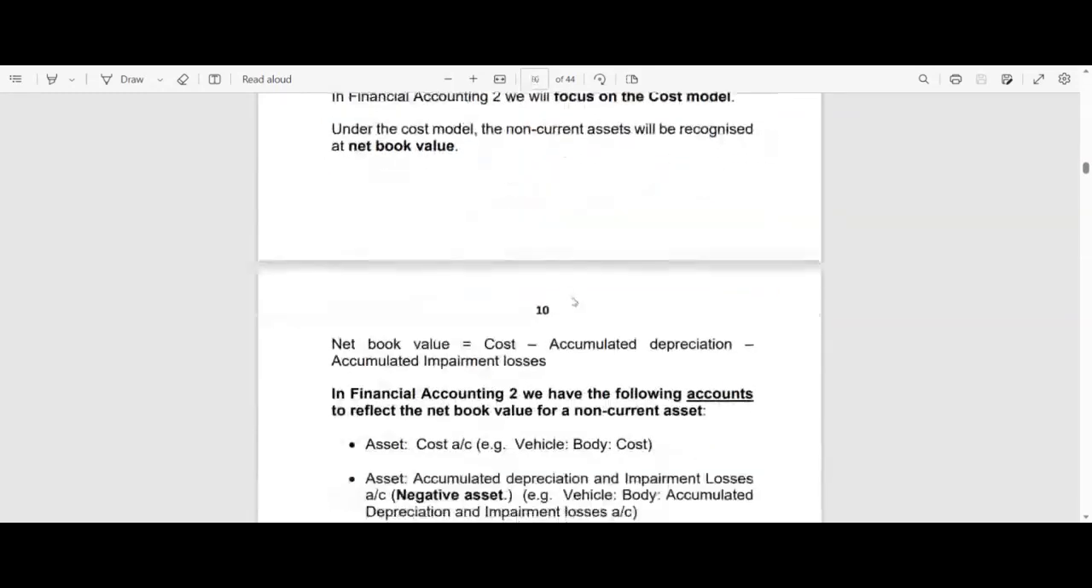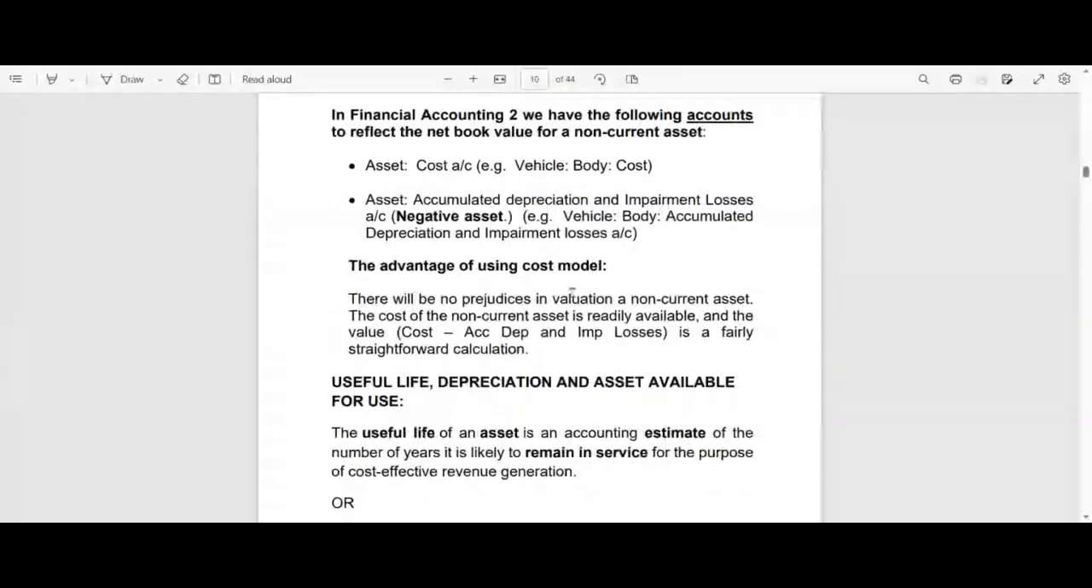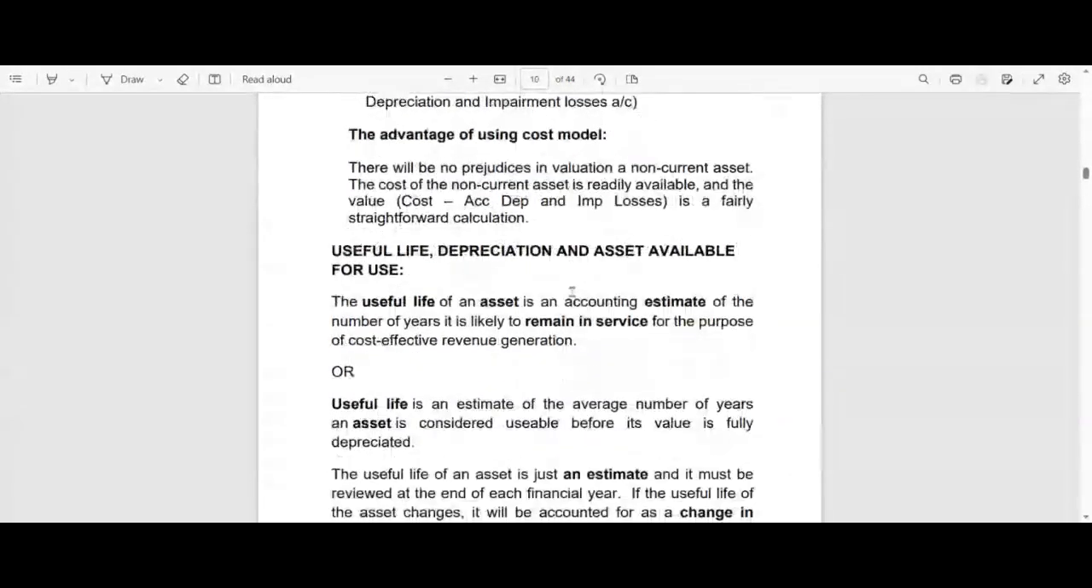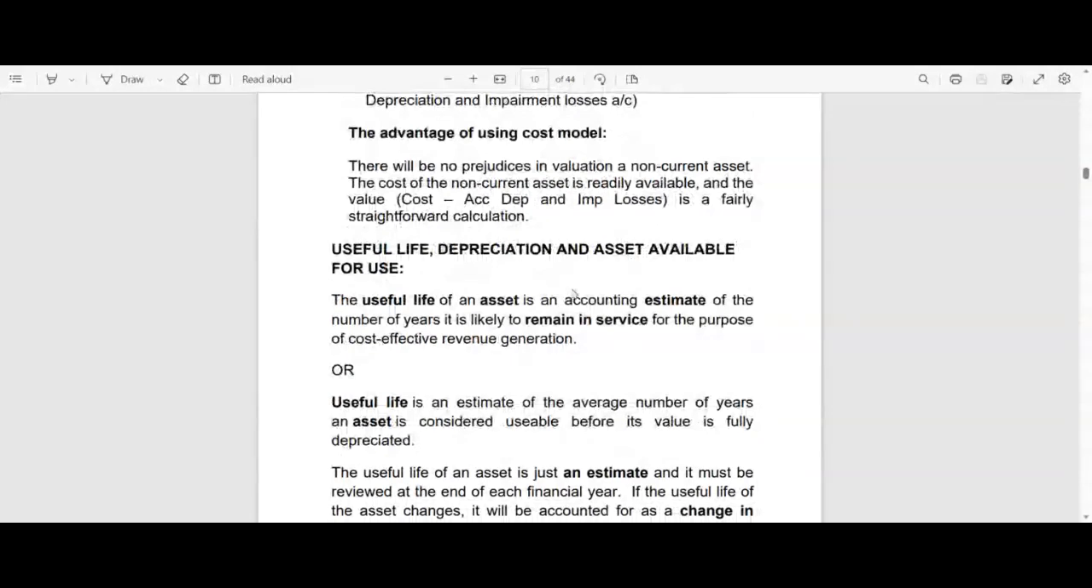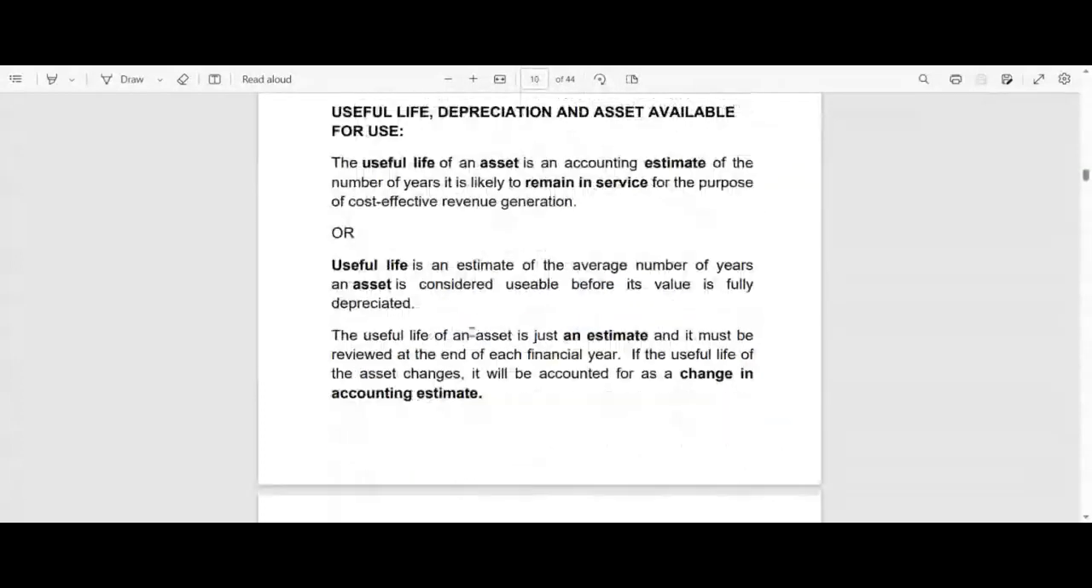Right, let's see, ladies and gentlemen. This we have done in financial accounting one. So the next number of pages is really just revision. So you can go through them. You know what a useful life is. You know what depreciation is. Well, yes, a change of an accounting estimate we are only doing in financial accounting 3.